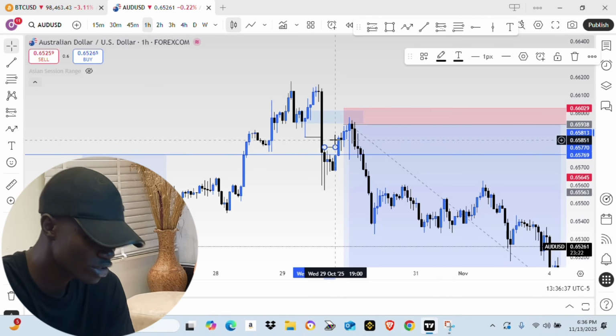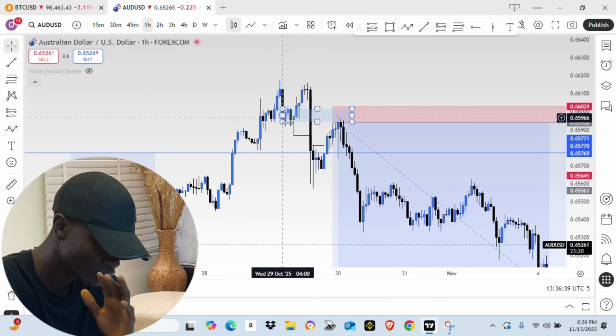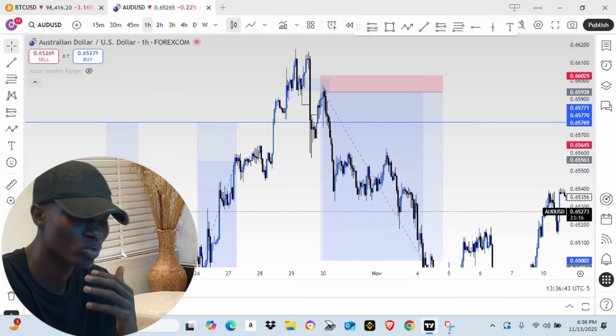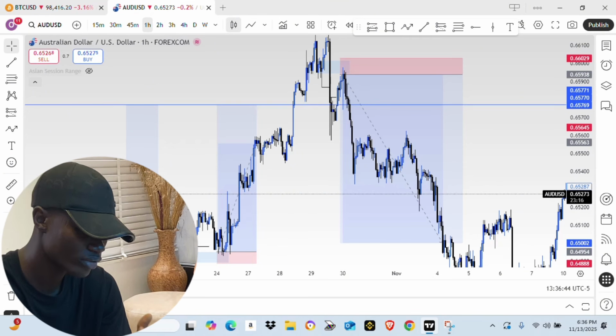Then after marking out my inducement, this was the only breaker block that is very close. This was the key level very close to my entry, right, to my inducement. So I took my entry in there, and this gave me 1:10. You guys can actually see it on the system. This is actually 1:10. And where did I target? I targeted the next liquidity.